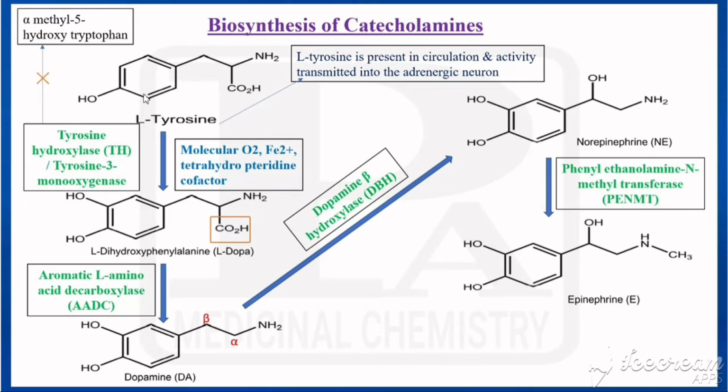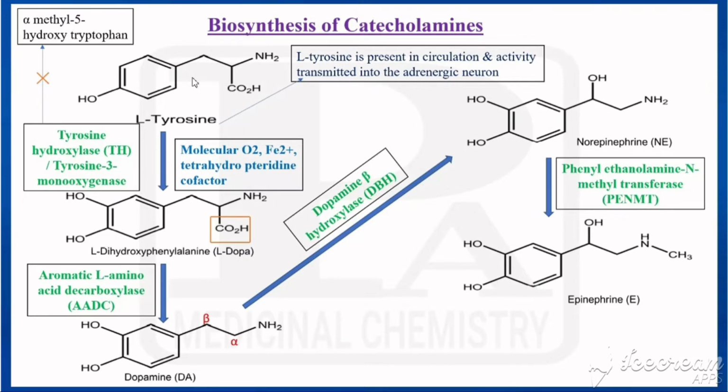It is having one phenyl ring, and this is the first position. In the first position, what is attached? CH2, CH, NH2, COOH. And in the fourth position, what is attached? Hydroxy group is there, that is called L-tyrosine. So that L-tyrosine is present in circulation and is transported into the adrenergic neuron.